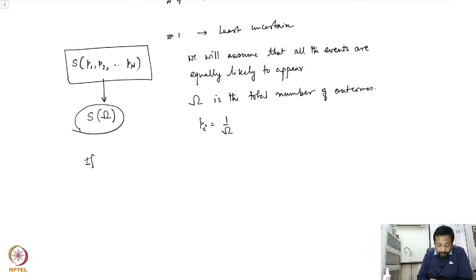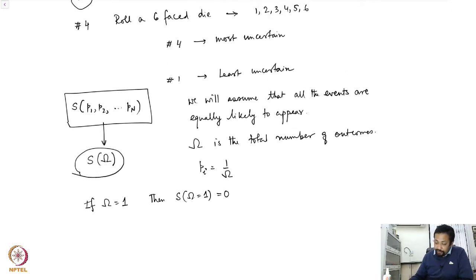If omega is equal to 1, then S of omega is equal to S of 1, which is 0. What does this mean? Omega is equal to 1 means essentially there is only one outcome, and for that event you know that that is the only outcome that can appear, so there is absolute certainty. There is no uncertainty associated with that, right?